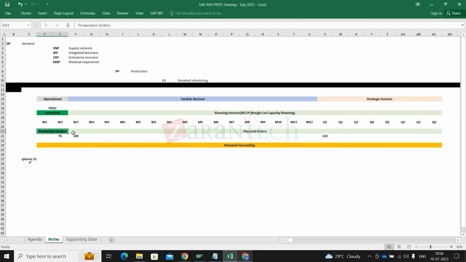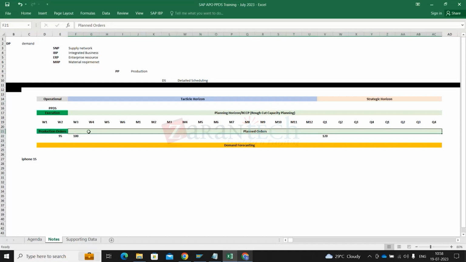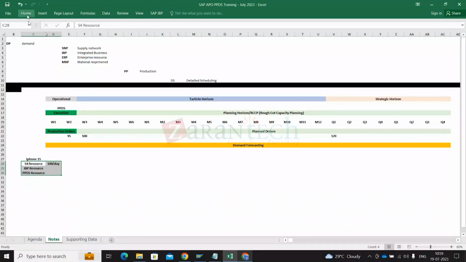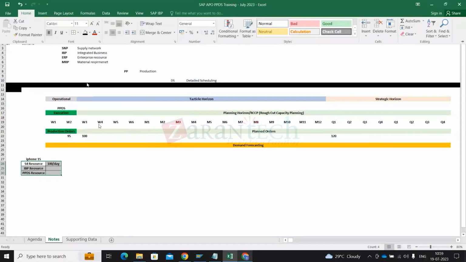So see, there are 3 things: S4 resource, IBP resource, and PPDS resource. The S4 resource gets created as an IBP resource as well as a PPDS resource, because they are separate systems, or separate tools. That is why we do the integration and convert it to respective resources. So in S4, it has a capacity of 100 iPhones per day. The resource is able to produce 100 per day.